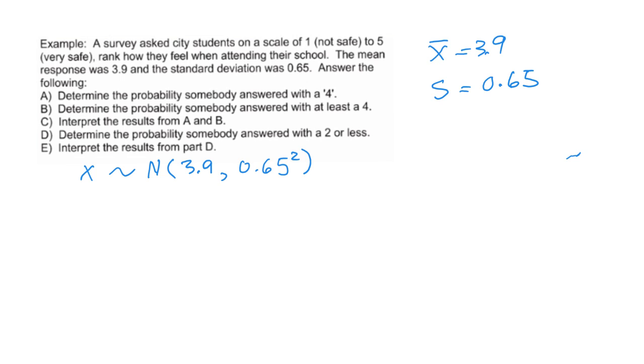So as usual, we're going to assume that this is a normally distributed set, okay? And now we need to determine the probability of somebody answering with a 4. So the probability of X is equal to 4 is going to be calculated this way. We're literally looking for the middle. So here's what we're going to do. We're going to go and find the probability of X being 4.5 minus the probability of 3.5.